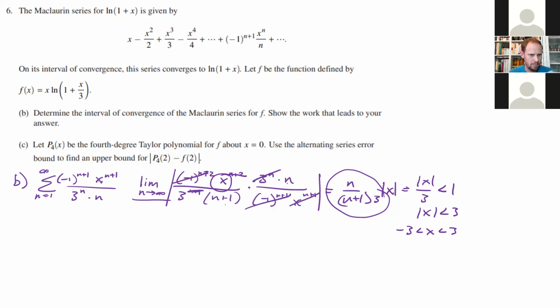So we're going to plug each one of them in here. For x equal -3, we get the sum from 1 to infinity, -1 to the n plus 1, -3 to the n plus 1, 3 to the n, and n. So what's going to happen here is the 3's are going to cancel out. And this is going to be another -1. These two are going to always cancel out, like they'll be both negative or both positive. So this is the sum of 1 over n, which diverges. So we don't want to include that. Now we try the other endpoint, the 3.